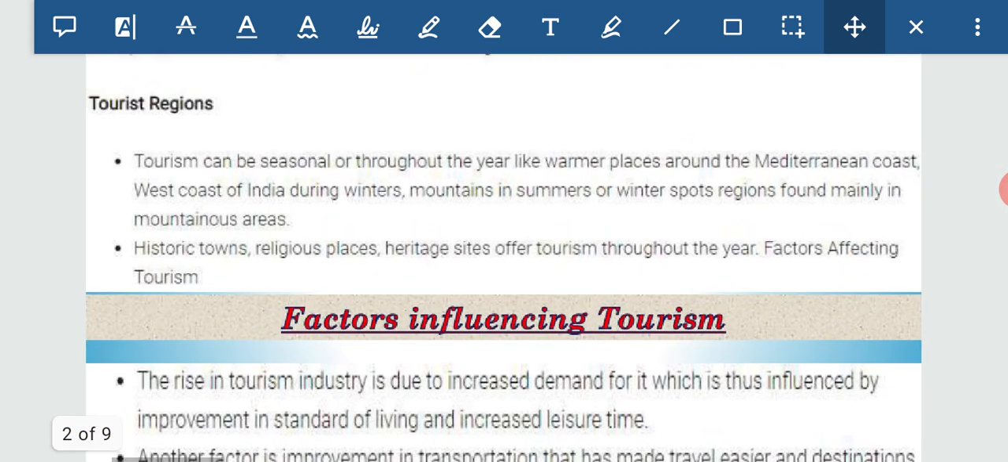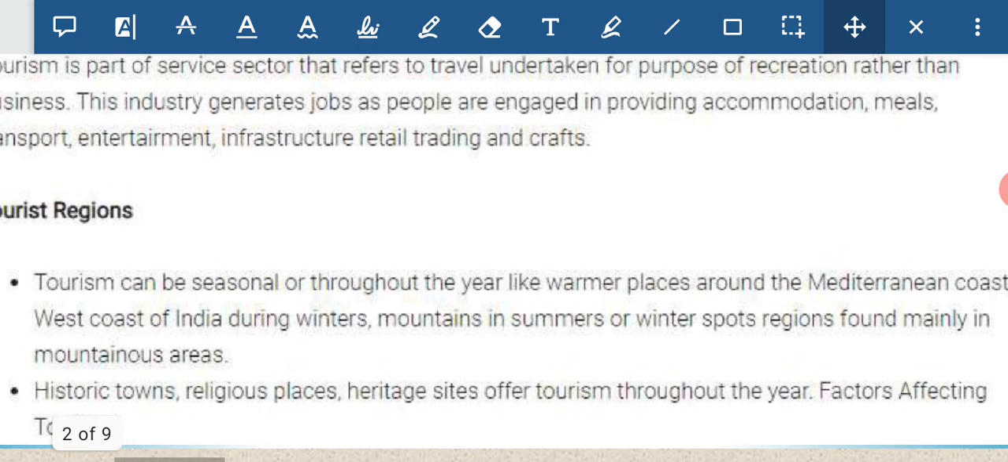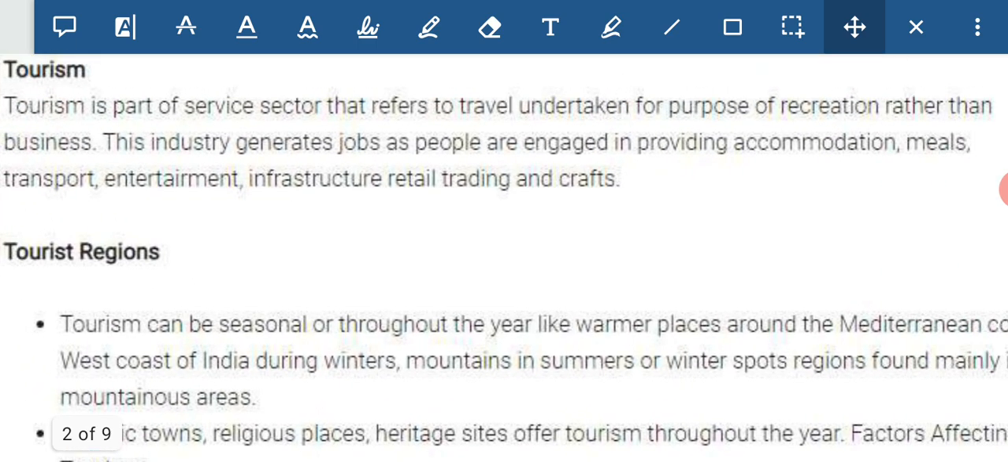Those who are engaged in the tertiary activities. Now the best example of people engaged in tertiary activity, the first and the best example supporting the tertiary activity, is tourism. So what is tourism actually?